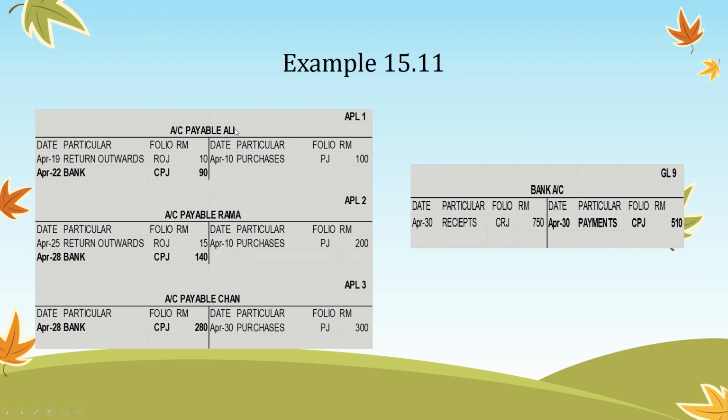For account payable Ali, debit 90 ringgit. For account payable Rama, debit 140 ringgit. And for account payable Chan, debit 280 ringgit.